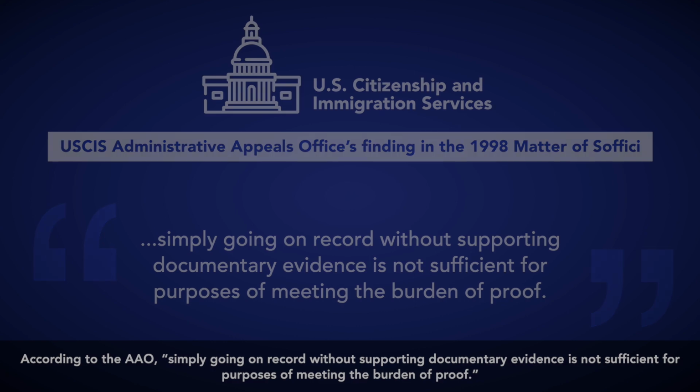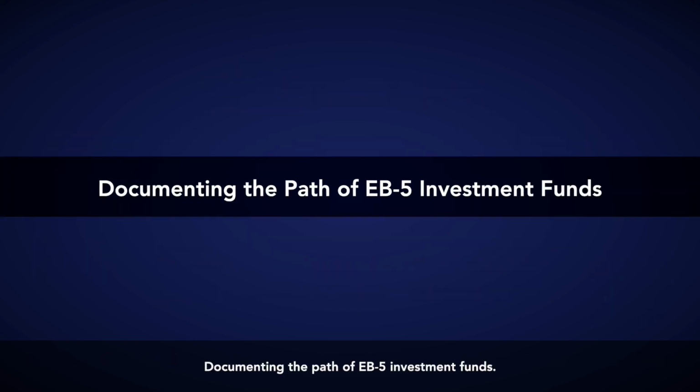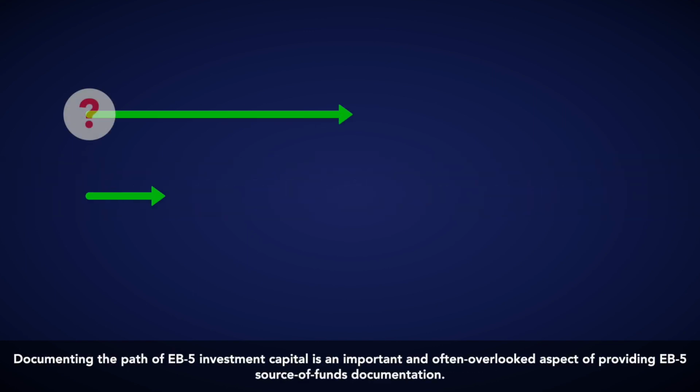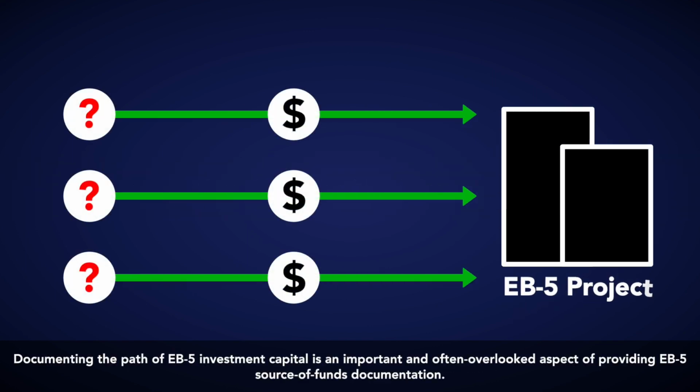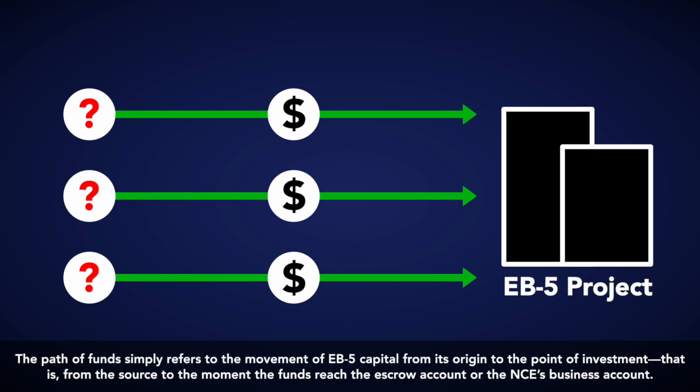burden of proof. Documenting the path of EB-5 investment funds. Documenting the path of EB-5 investment capital is an important and often overlooked aspect of providing EB-5 source of funds documentation. The path of funds simply refers to the movement of EB-5 capital from its origins to the point of investment.